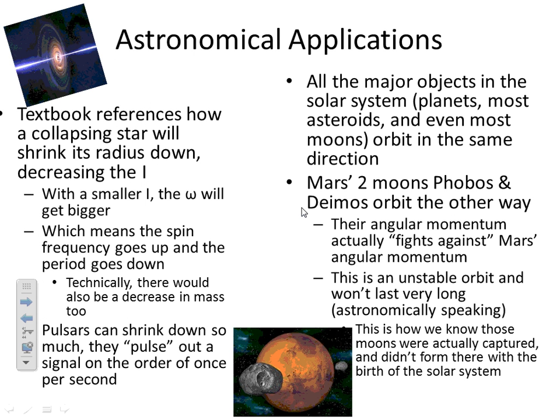Astronomical applications. The textbook, speaking of, referenced a collapsing star that is going to shrink down its radius. Anyone into astronomy type stuff? I think it's really cool. Okay, so we know that stars have a life cycle. It's kind of weird to say a life cycle because we wouldn't say a star is alive, but we say a star is born, it ages, and it putters out and dies, right?